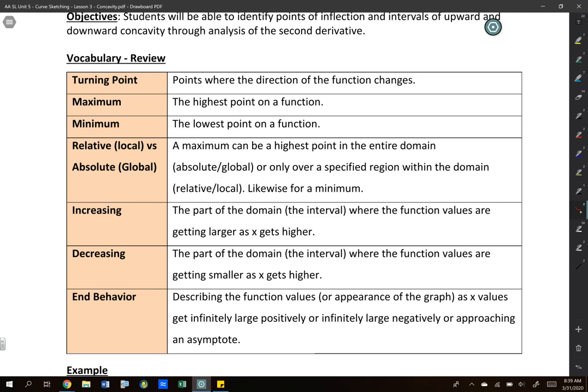We have a turning point, points where the direction of the function changes. Maximum is a highest point, minimum is a lowest point. We talked a little bit about relative or local versus absolute versus global. When we're talking about a very specific region on the graph, we're referring to a relative or local area as opposed to the whole graph, which would be absolute or global.